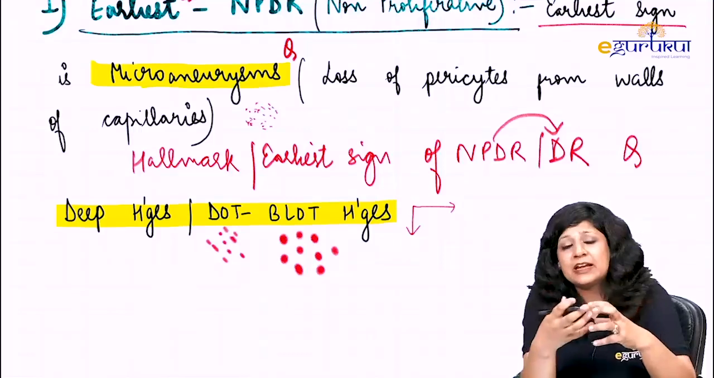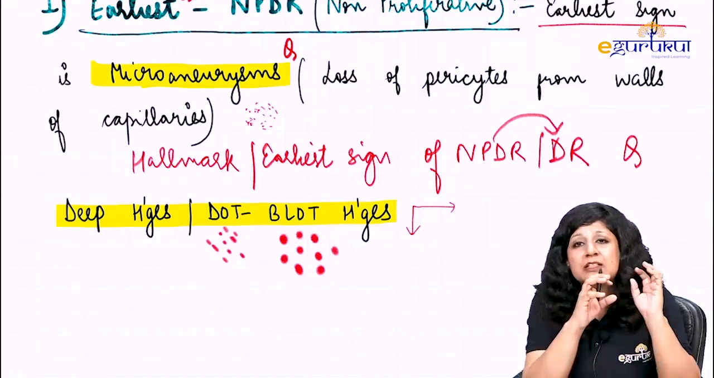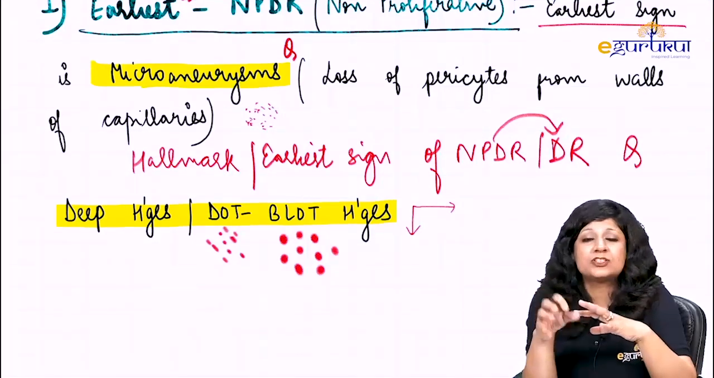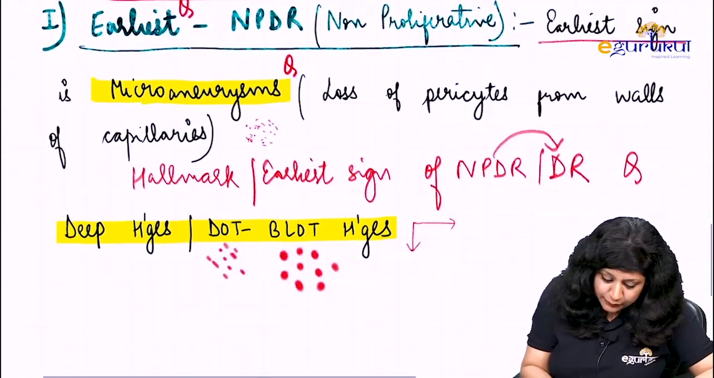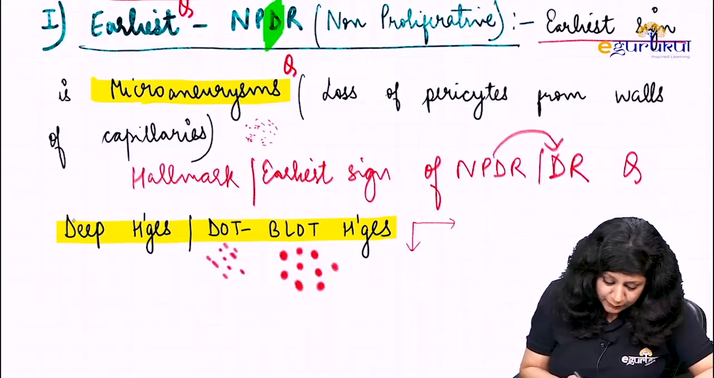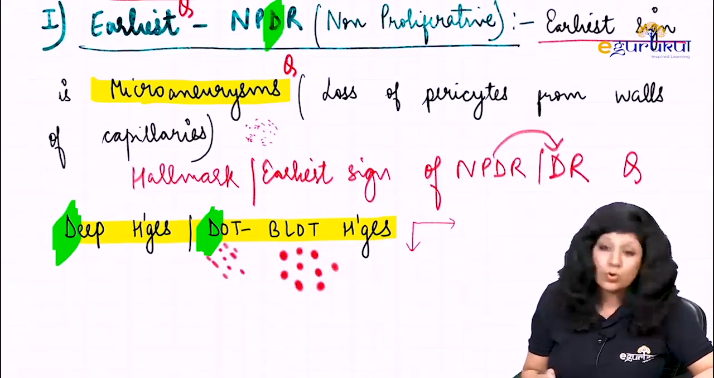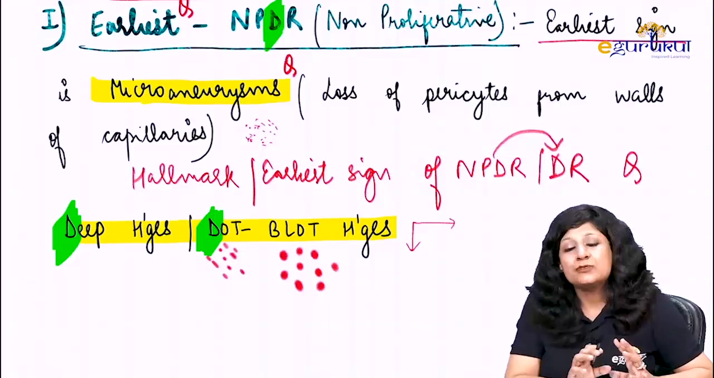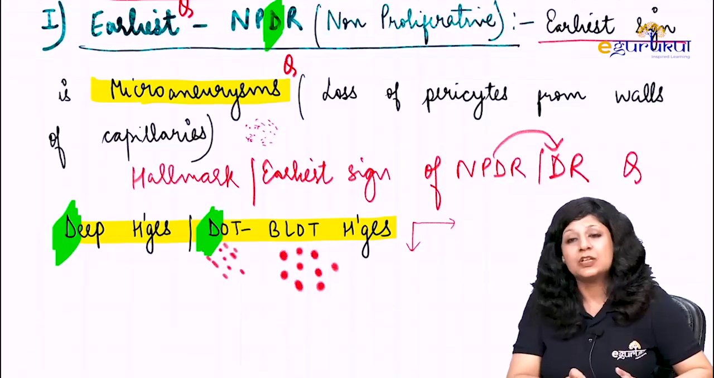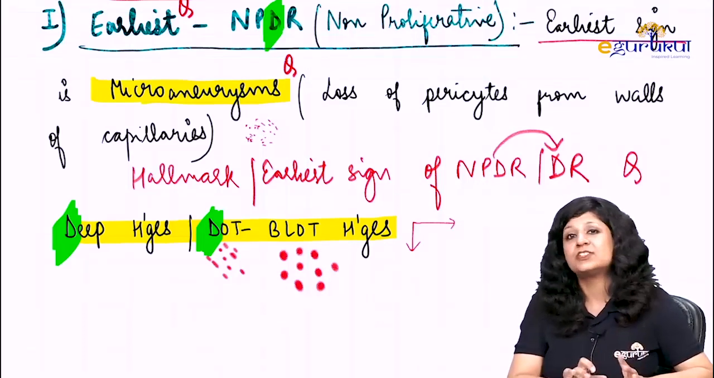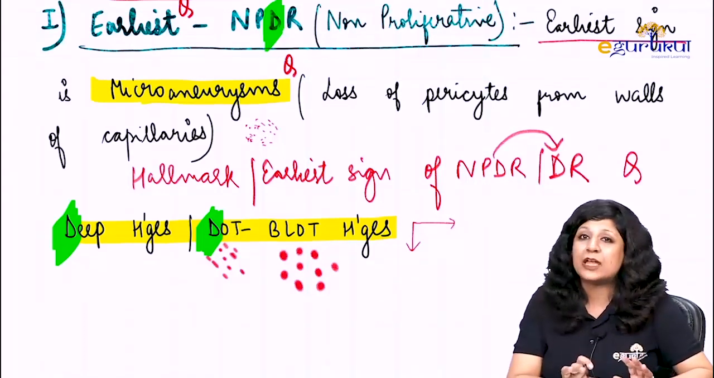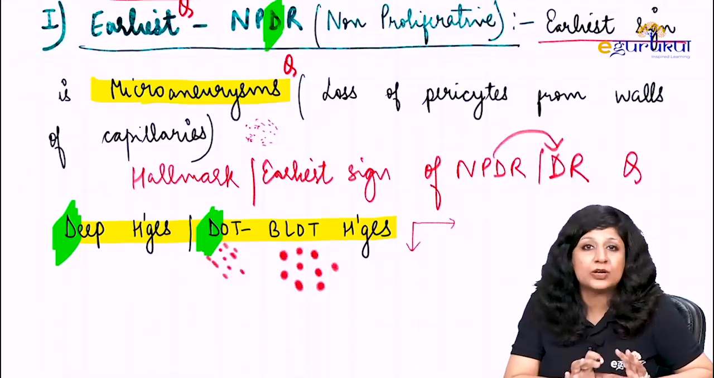So whenever you are seeing a fundus pathology with multiple sizes of hemorrhages, the first instinct is diabetes. Also remember, D for diabetes, D for deep, and D for dot and blot. While in hypertension you were getting superficial hemorrhages, S for superficial and S for soft exudates. Here in diabetes, D for diabetes, D for deep, and D for dot and blot hemorrhages.